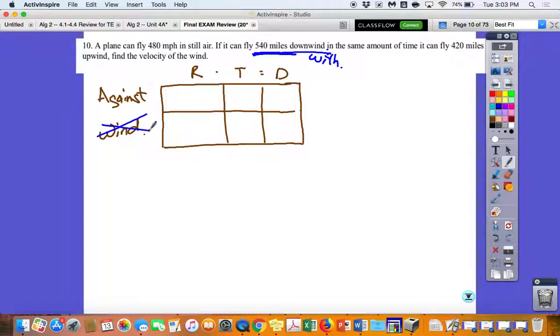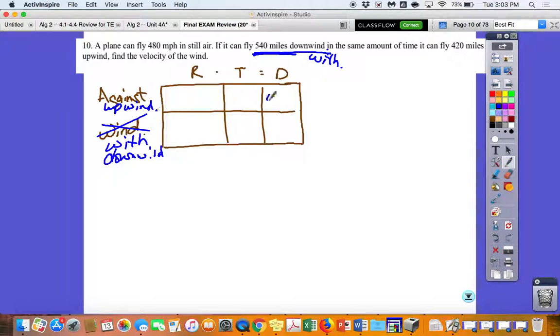And I put wind. I meant with. So that would be downwind. Sorry. And this against would be upwind. My bad. But they're giving you distances, which is highly unusual. So it is what it is, so let's just roll with it.